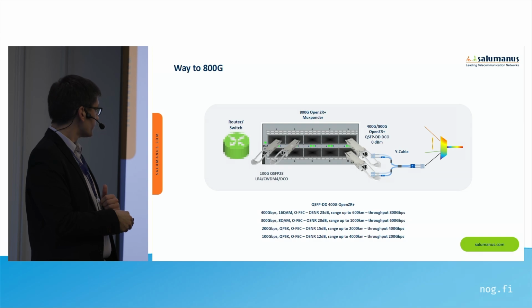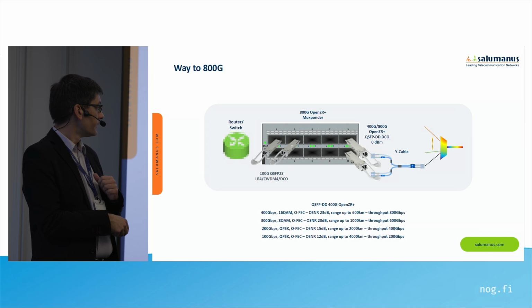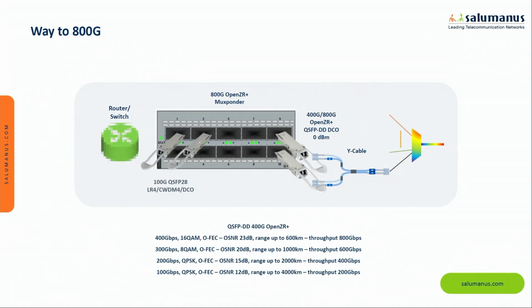I show some information here. If we go with 800G throughput, we will be able to do 600 kilometers. If we lower the speed to 300G per transceiver, so in fact we will get a total throughput of 600G, we are able to run like 1000 kilometers. But if we run each transceiver at 100G speed, we will be able to run even 4000 kilometers using only optical regeneration, so only the existing network. We don't need to go back to electrical and optical to regenerate the signal.